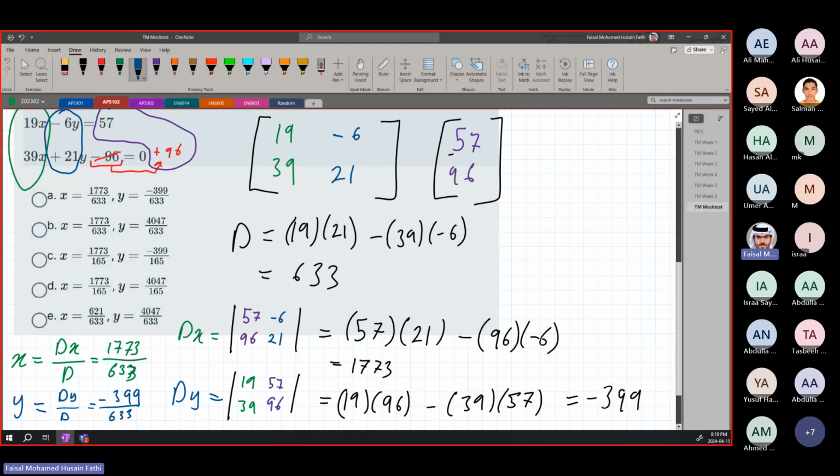633. So let's look at our x value. The x value here is correct. Here it's correct. This is wrong. This is wrong. This is wrong. Okay, so it's either A or B.